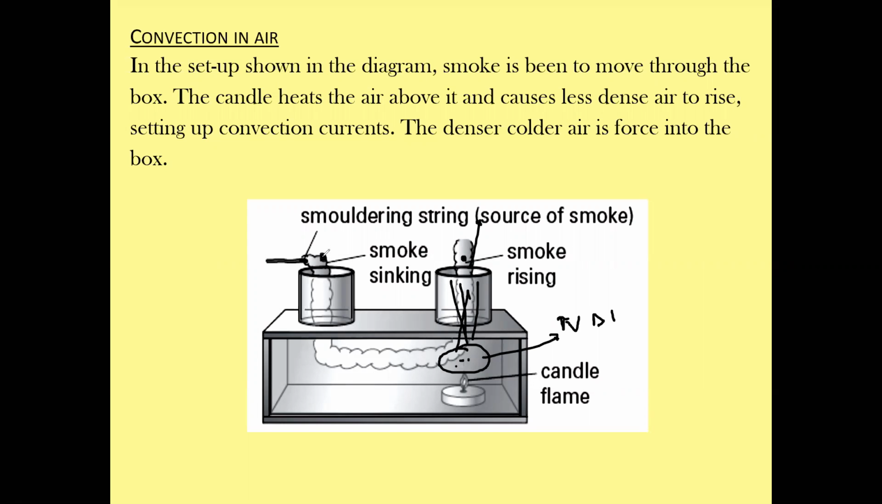But at this position, what happened? Because the group of particles are closer to each other, their volume is less, so their density is more. The group of particles will move down, so they will take the smoke together with them downward. So if we place a smoke particle at position A, it will move down. But if we place it at position B, it will rise.